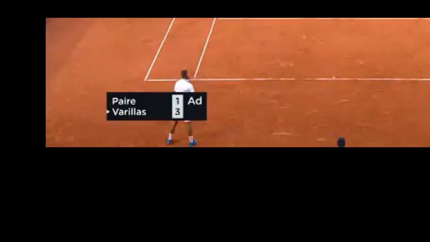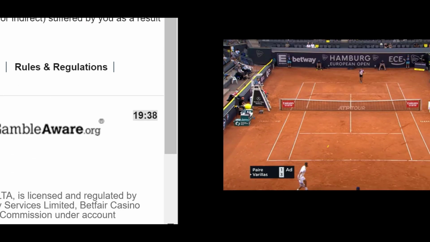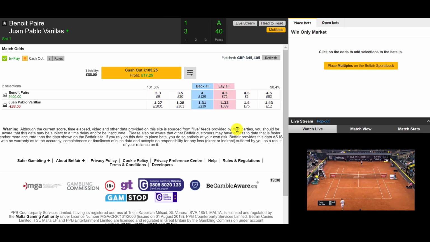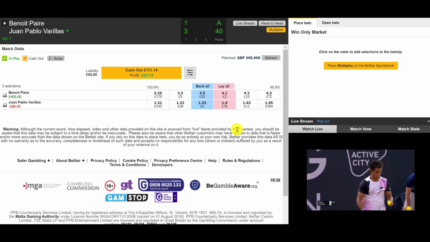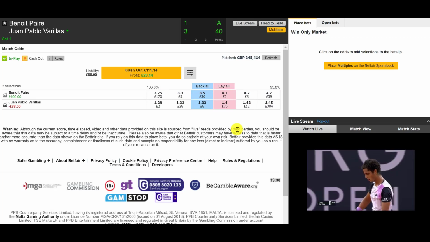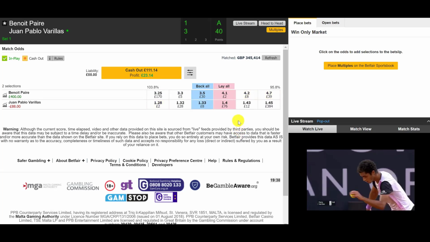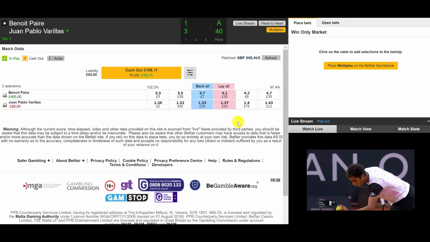So as you can see, we're in a break point situation. If Paire scores the next point, he's effectively leveled the match, and that's exactly what we're looking for. Rias is about to serve, and he's got all the pressure on him. If Paire scores the next point, then we've effectively leveled it. It's almost like an equalizer in football.